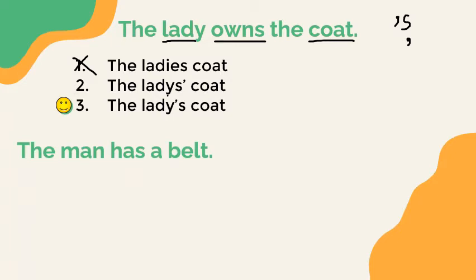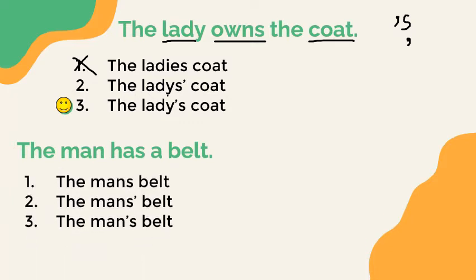Next one, the man has a belt. So the belt belongs to the man, so it has to be the man's belt. But how do I write it? Is it number 1 or 2 or number 3? Is it without possessive, without apostrophe? Of course not, so I'm going to cross out number 1. Men's, is it s apostrophe? Can I write it like this? I only write the apostrophe after s if it's plural. Is this the plural of man? Of course not. So it has to be singular. It means we have number 3 as well.